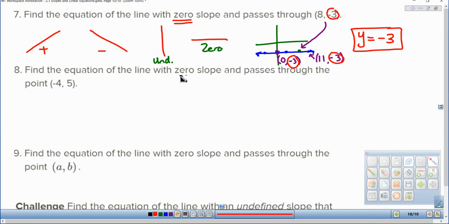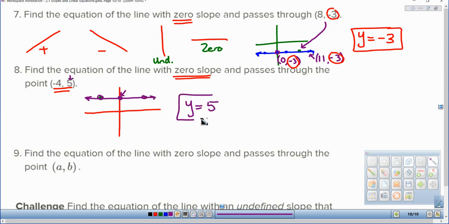So once again, we have an equation with 0 slope, and it's passing through this point. You can draw a quick graph. Negative 4, 5. Negative 4, 5 is right there. Horizontal, because it's a 0 slope. And so it's going to be y equals, and the same y value that's here is the same y value that's here or here, and that number is 5. So y equals 5.